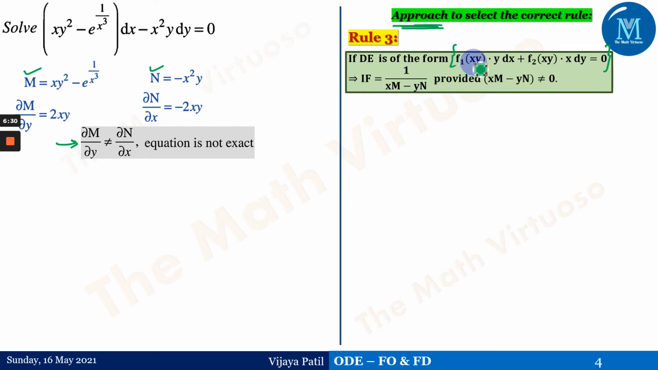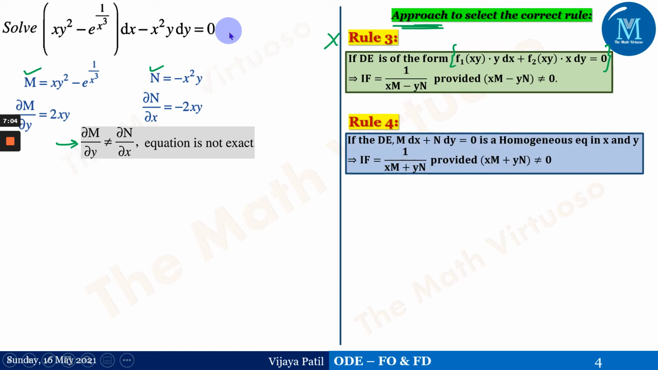So what we need is the form x into y. Whenever we have x and y present, it should be possible to write it as a function of xy to the power n, something like this. But here, if you observe this particular term, x to the power 1, y to the power 2, we cannot write this term as a function of x into y. Similarly, the others also cannot be expressed, and hence for rule number 3 we cannot find the integrating factor. That means rule number 3 is not applicable.